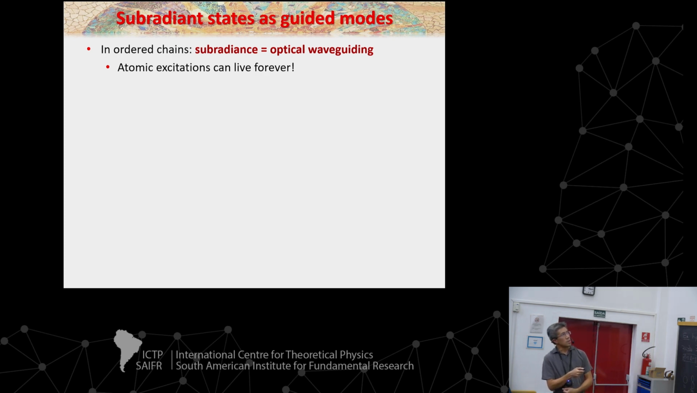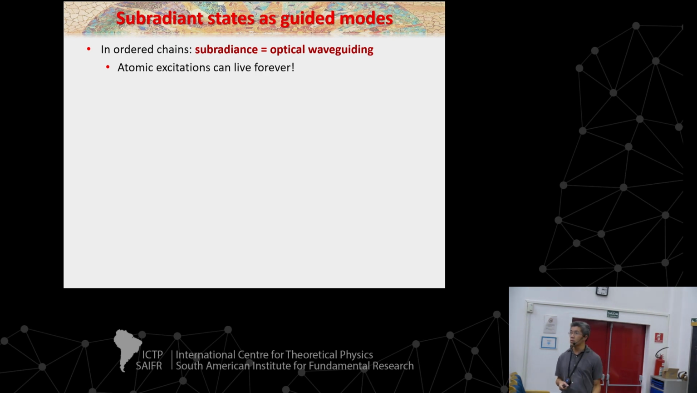And that's a really kind of weird statement if your reference point is the Maxwell-Bloch equations. Again, Maxwell-Bloch says you excite an atom, it's going to decay, there's nothing you can do about it. What the spin model says, even at this very simple level, is no, an atomic excitation can live forever.